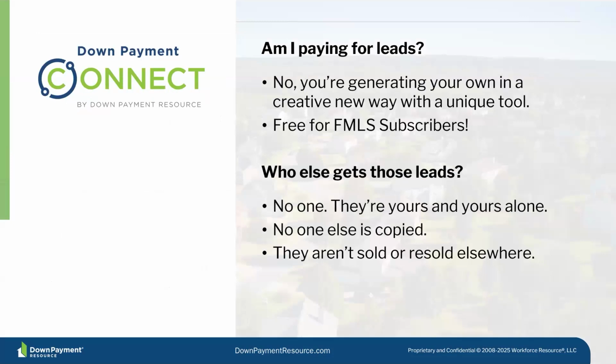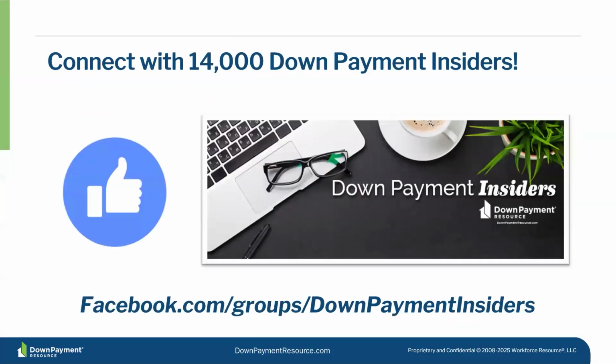But just to be clear, you're not buying leads with Down Payment Connect. You're just taking advantage of our unique DPA eligibility platform to generate your own leads. And nobody else gets your leads. They just come to you. So their information's not sold. Nothing happens with that. It's just a way to receive some of that information. So I encourage you to get creative and reach out to more buyers and educate them on these opportunities. And I'll show you some examples in our next webinar about how to do that.